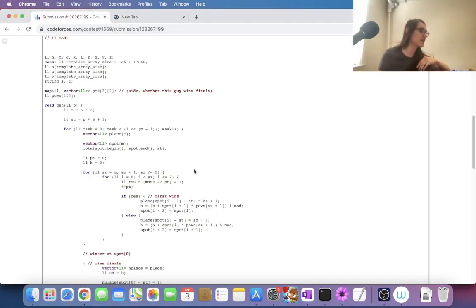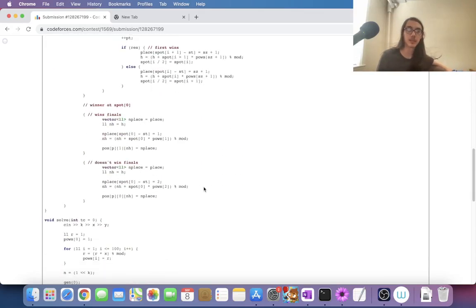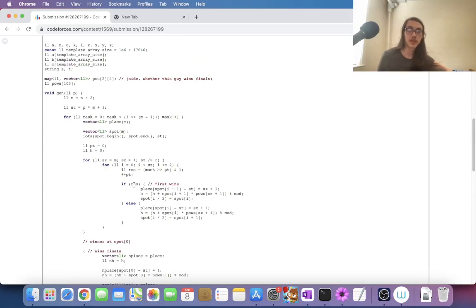You can do it without overwriting. You can be smarter about it, but it doesn't matter, it works either way. So for each number of people left, up until you have 1 person left, then for each game, we find the outcome of the game, then we increase the pointer.